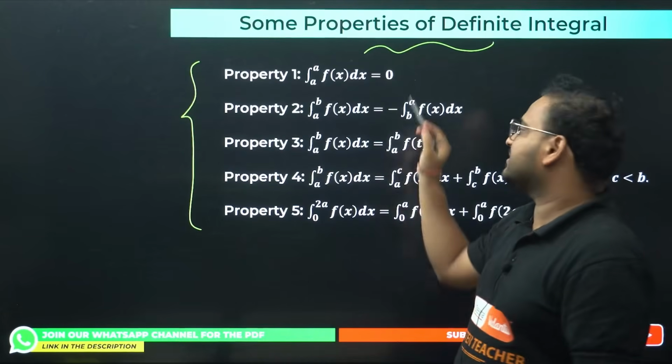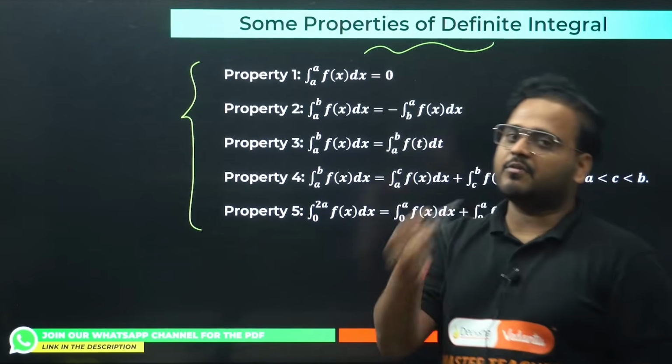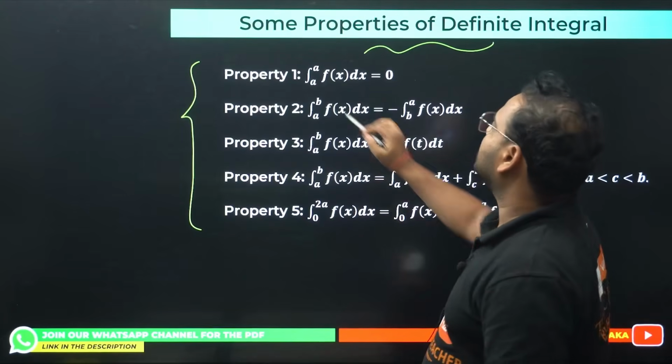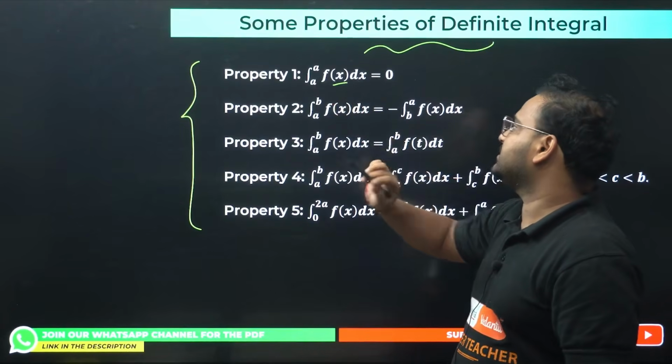Property number 1, again this is something which is there in your NCERT. If you want, you can open from there also. Okay. Property number 1, the integral from a to a of f of x dx will be 0.